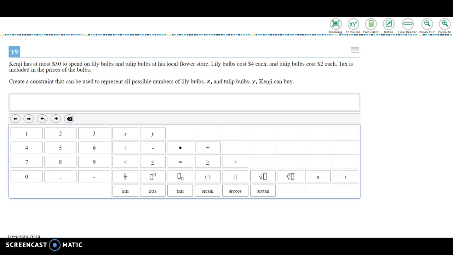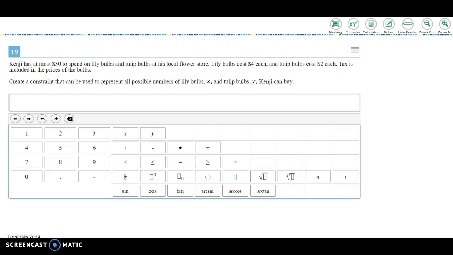Kenji has at most $30 to spend on lily bulbs and tulip bulbs at his local flower store. Lily bulbs cost $4 each, tulip bulbs cost $2 each. Tax is included in the prices of the bulbs. Create a constraint that can be used to represent all possible numbers of lily bulbs, X, and tulip bulbs, Y, Kenji can buy. So what I'm pulling from this problem, first, $30 is all he has to spend on flowers.